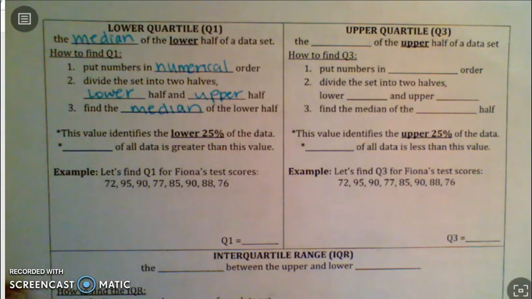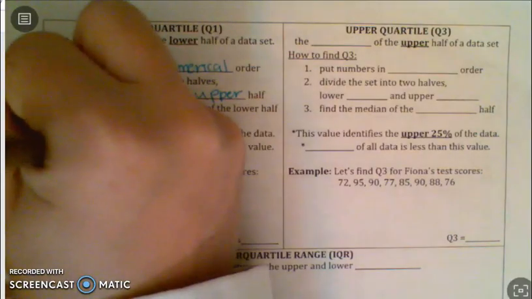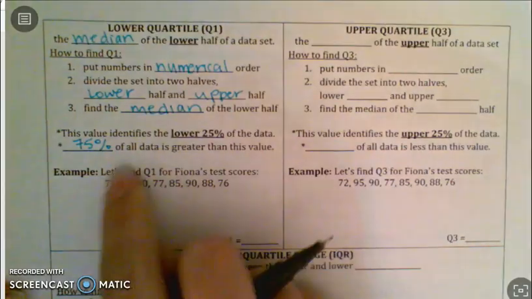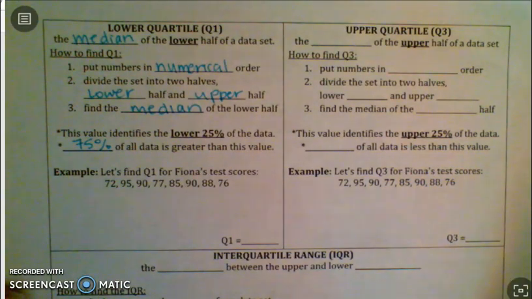This value indicates the lower 25% of the data. That means that 75% of all data is greater than this value.